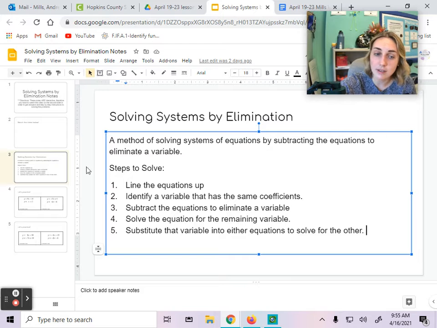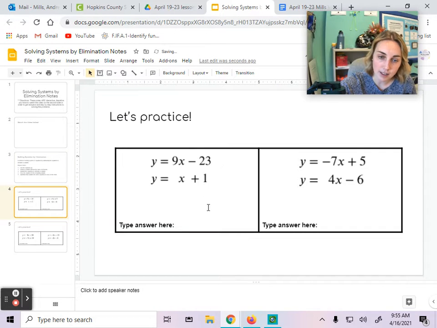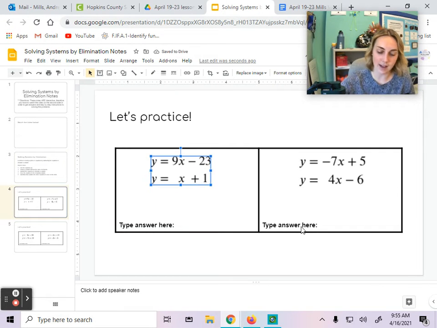I'm going to do 4 examples. Let's do this. All right, so let's look at this first problem right here. We have, and I'm going to write it down real quick, y is equal to 9x minus 23. And then y is equal to 1x plus 1. Because guys, remember, when you have a variable by itself, you want to put a 1 in front of that, okay? That'll just make it easier for you.